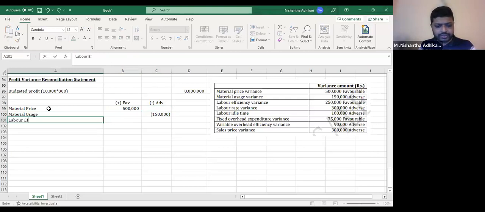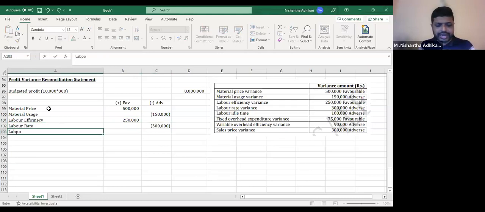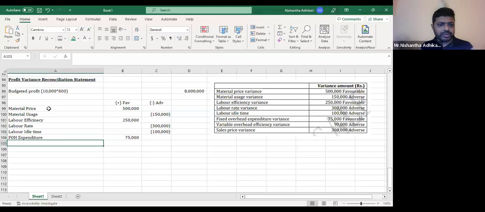Then labor efficiency, it is 250,000 favorable, right? Then labor rate, it is 300,000 adverse. Labor idle time, anyway, it is an adverse variance, no? Labor idle time variance 100,000. Fixed overhead expenditure variance 75,000 favorable. Then variable overhead efficiency variance 90,000 adverse.